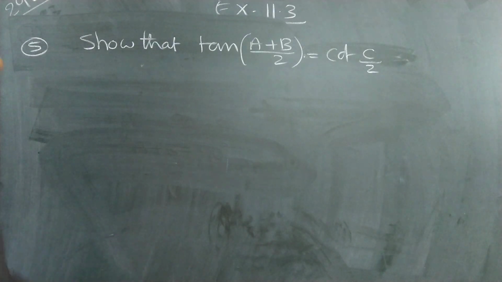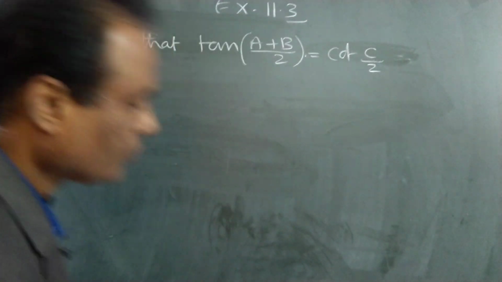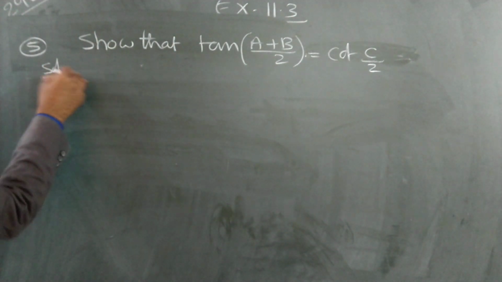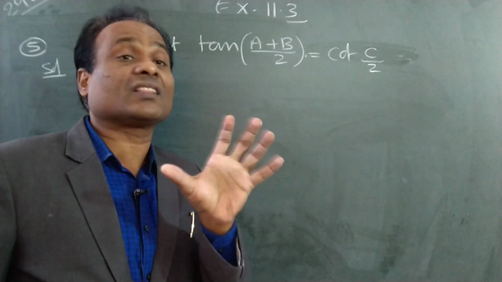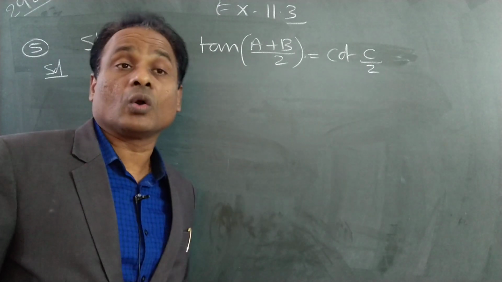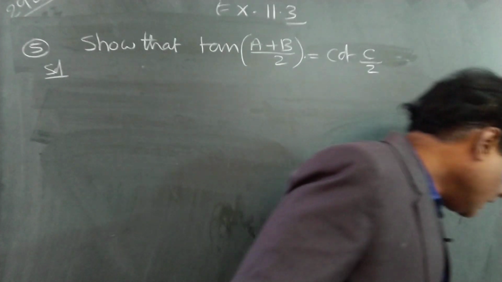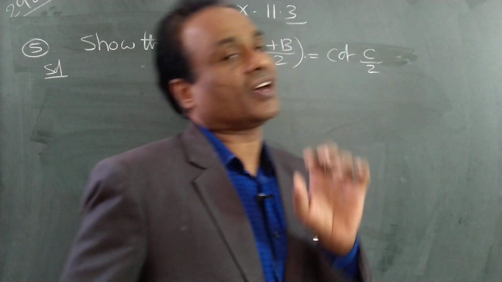See here, how I am proving. Solution. Capital A, capital B, capital C. What do these denote? They denote, see the question, A, B, C are angles of a triangle.